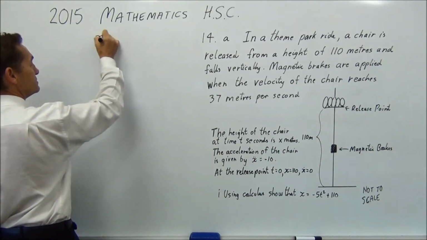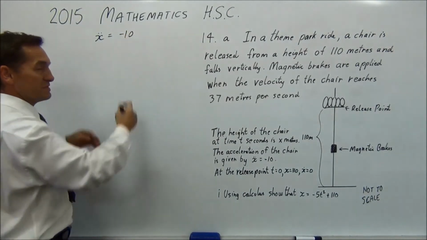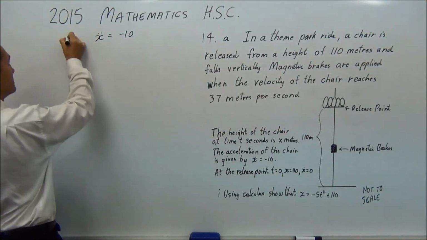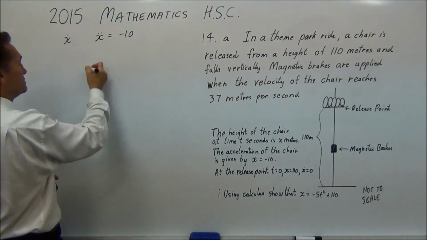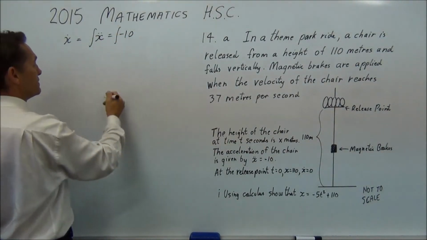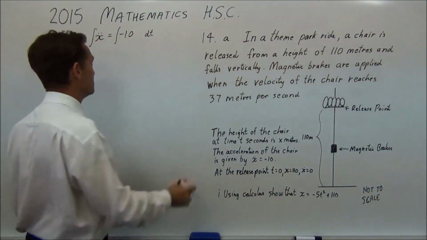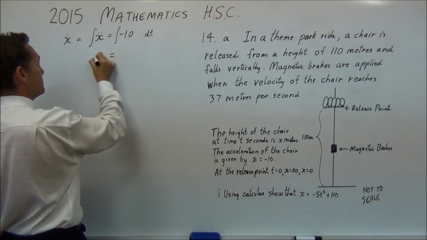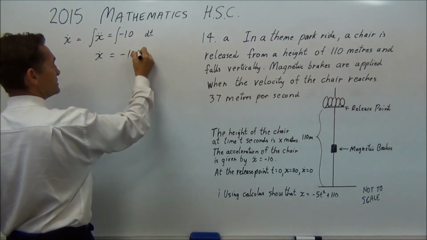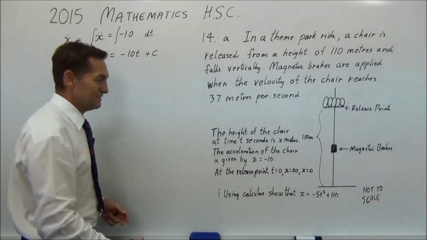So we've got acceleration equals minus 10. How do you get from acceleration to velocity? Well, you integrate. So let's do that. We want to get the velocity, which is x dot. So to get that, we're going to integrate that, with respect to time because that's the only other thing that's in the equation. So we get that x dot, which is velocity, equals minus 10t plus c. Next step, figure out c.